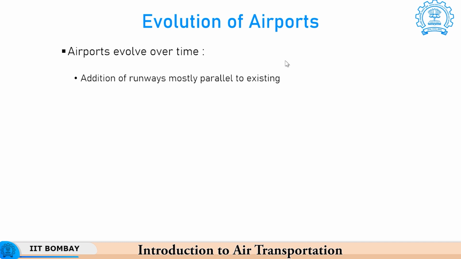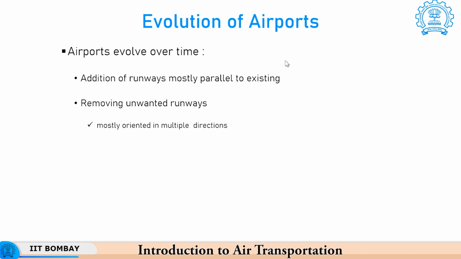There is a minimum gap of approximately 760 meters required between the center lines of the 2 parallel runways for them to be considered as independent runways, where you can have simultaneous takeoff and simultaneous landing at the same time. Okay. So, this is one general evolution over time.